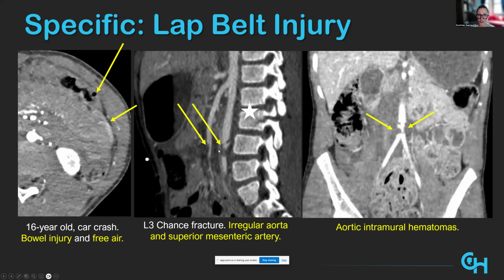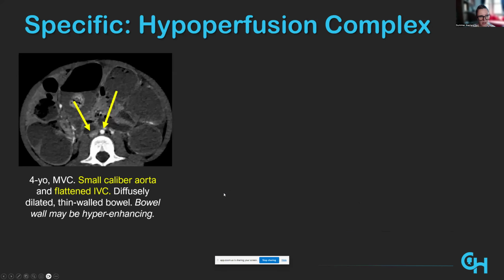So lap belt injuries, you want to look sort of in that band of where the lap belt would affect the anatomy. And then the last case I want to show you is what hypoperfusion complex looks like on CT.